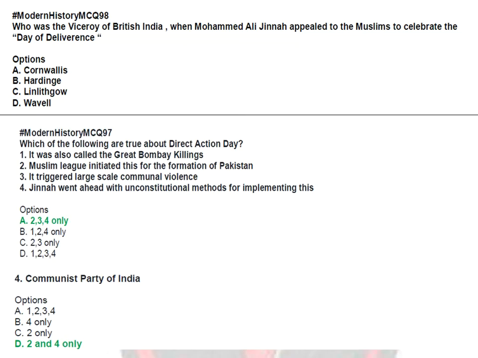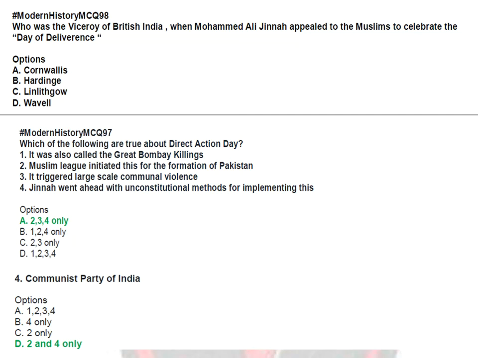One more question about Direct Action Day, that is D-Day, Deliverance Day. It is also called the Great Bombay Killings. Muslim League initiated this for the formation of Pakistan. It triggered large-scale communal violence. Jinnah went ahead with unconstitutional methods for implementing this.